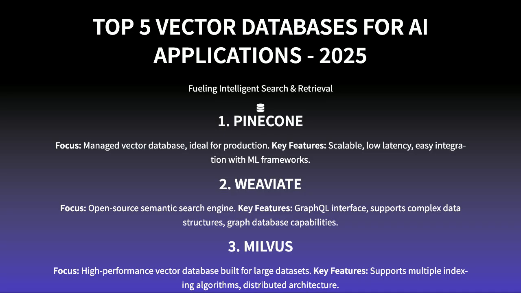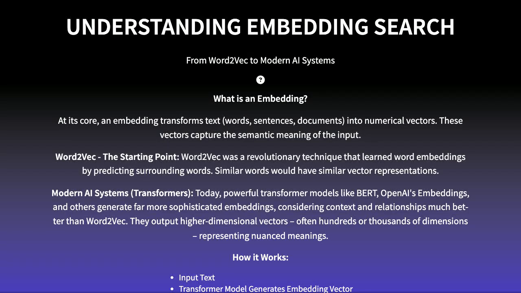ChromaDB is fantastic for getting started and experimenting because it's lightweight and super easy to use. Finally, Qdrant offers speed and efficiency through its distributed architecture and Rust implementation. Keep in mind that the field is constantly changing, so always do your research to find the best fit for your specific project.